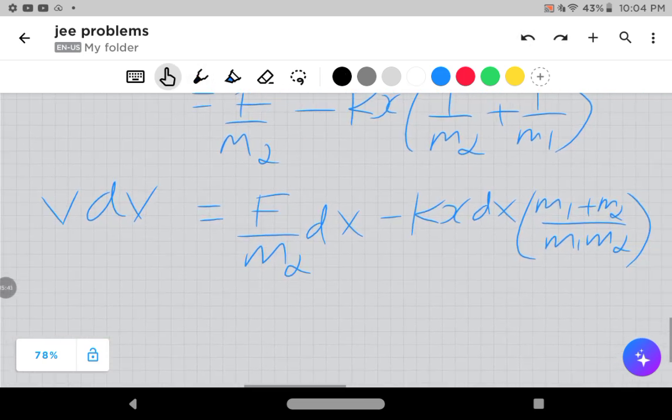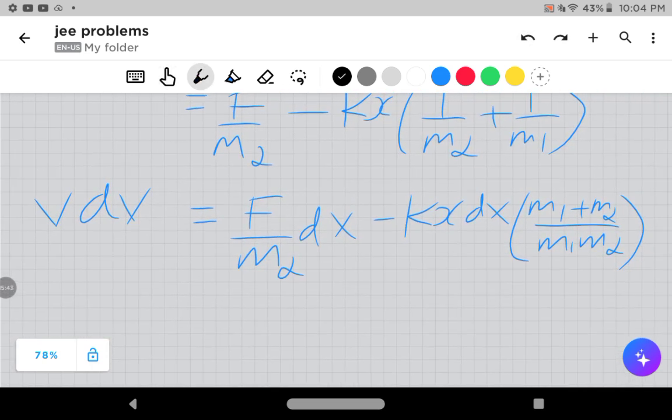So what's next? I guess you have concluded what's next. Nothing, just integrate. But what's the limit? Always it starts from 0. Velocity is 0, x position is 0, because they are given its natural length, so it is 0. Elongation doesn't matter, but what is the final velocity?